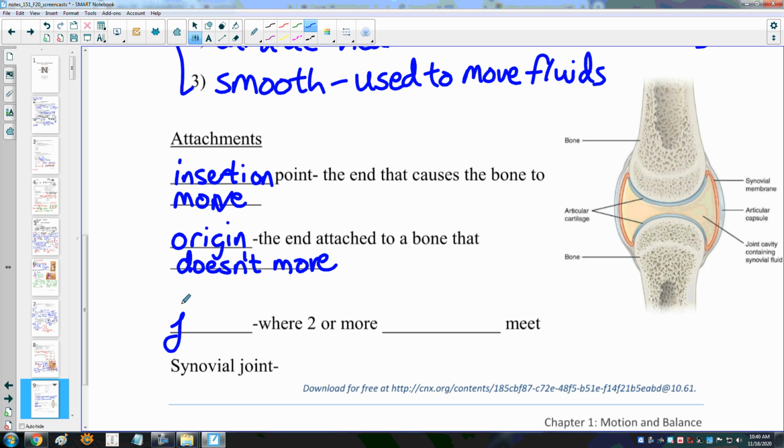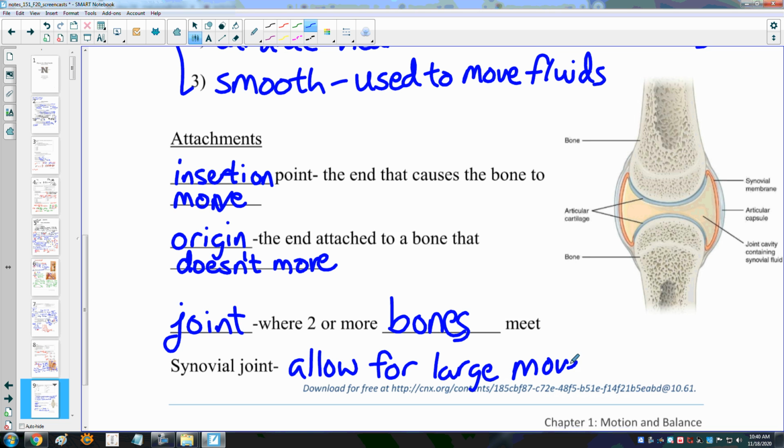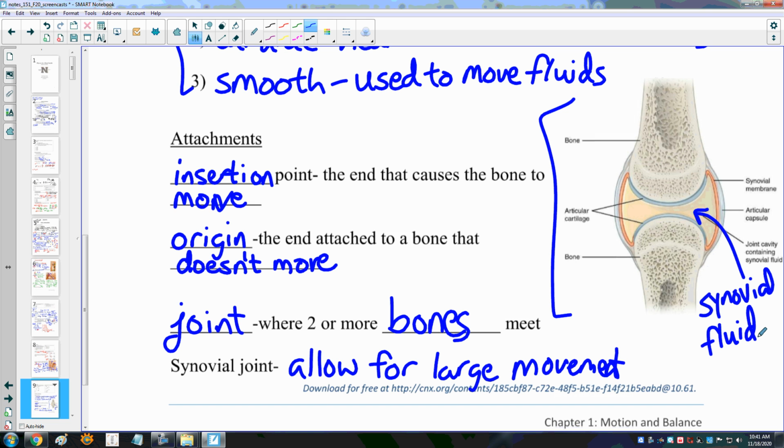A joint is where two or more bones meet. And a synovial joint will allow for large movement. Synovial joint is like here. I have these two bones that come together, and they actually have a fluid in here, hence synovial, called synovial fluid. We'll talk about this fluid in a later chapter when we get into the chapter on fluids. Notice also that there is cartilage there to protect the bones from bumping up against one another.